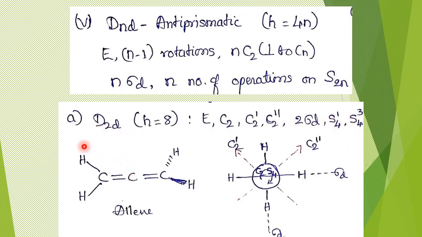Okay, allene can be represented in this way. Here also you should try to understand this. These 2 hydrogens, if they are in one plane, say in the plane of the paper, then the other 2 hydrogens will be exactly in a plane which is perpendicular to this plane, right? So it's always better to visualize the molecule in a particular perspective to identify symmetry elements.